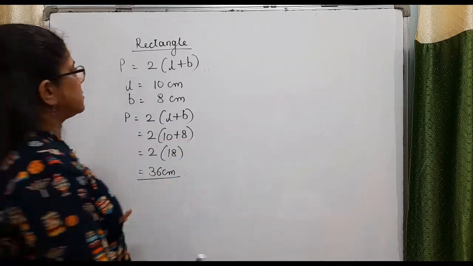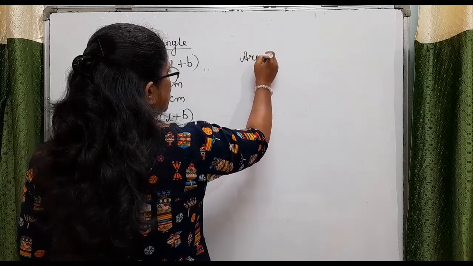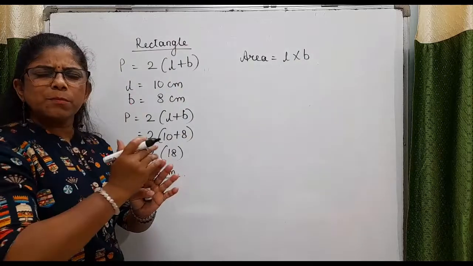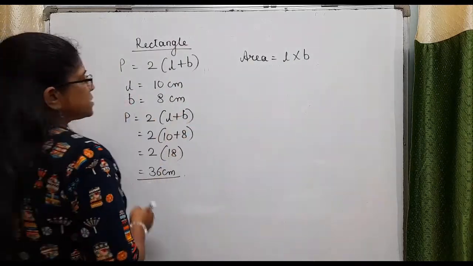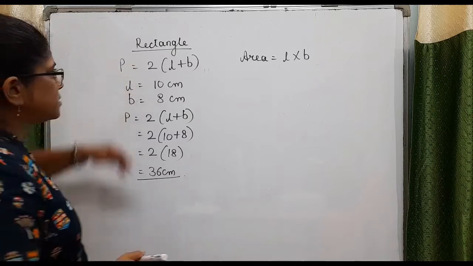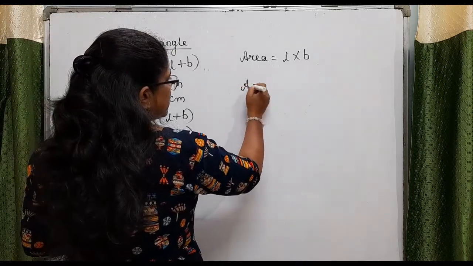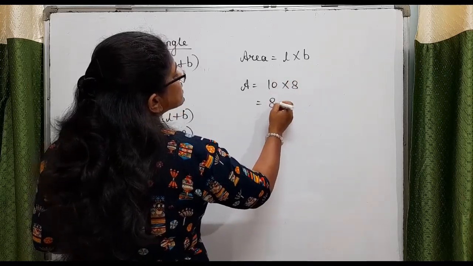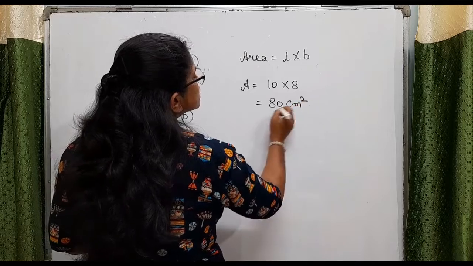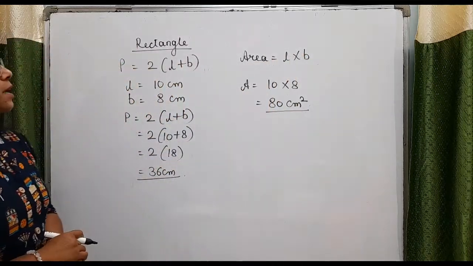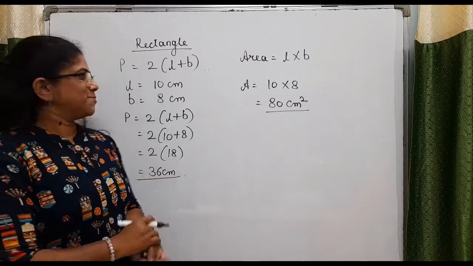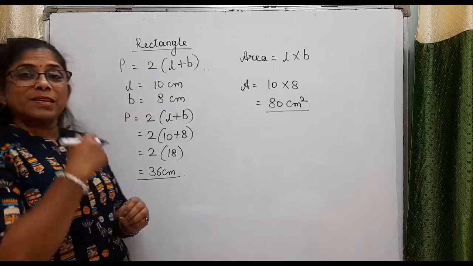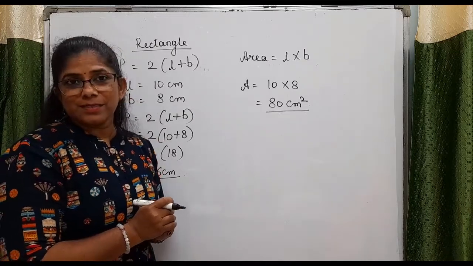Now area of the rectangle. Area of the rectangle is nothing but length into breadth. L into B. Simple formula. Now let's find area of this same rectangle where L is 10 and B is 8. Area is equal to L into B, 10 into 8. 10 into 8 is 80 centimeters square. So the area of this rectangle is 80 centimeters square. It's so simple. Now let's move to the next figure, that is triangle.